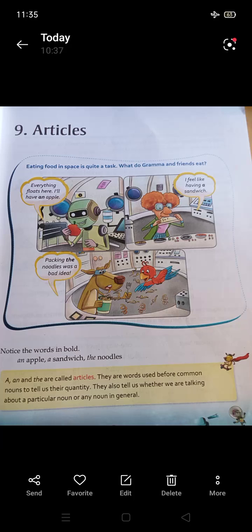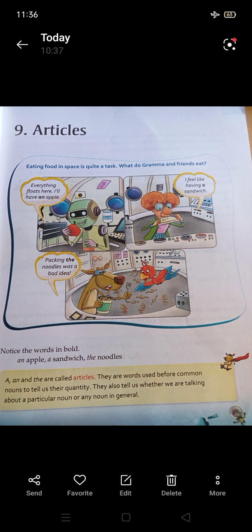Today we're going to learn again your English grammar. So please take out your book, The Grammar Express. Today we are going to learn chapter 9, articles. I think you all know the meaning of articles as we have already learned in the previous class. So today we will learn articles and how to use articles.